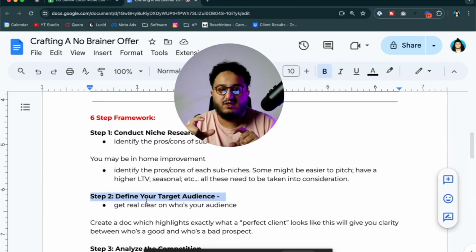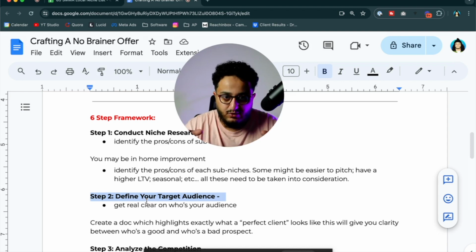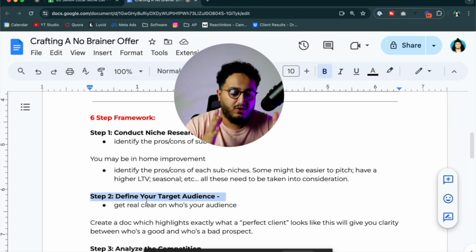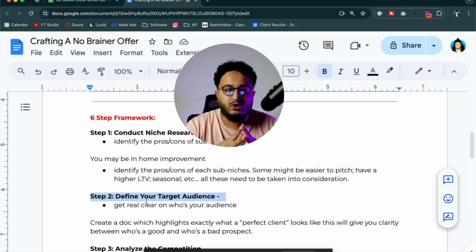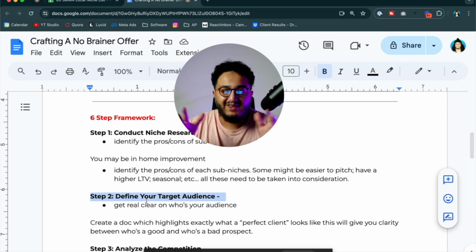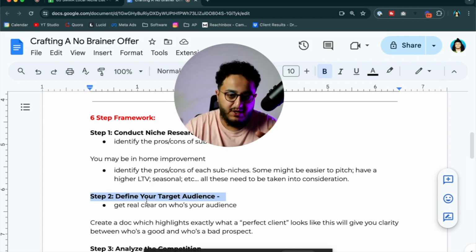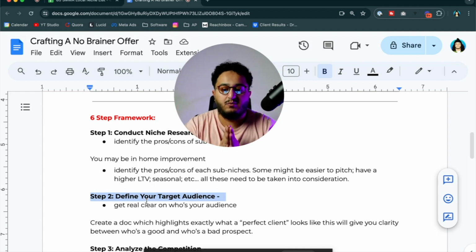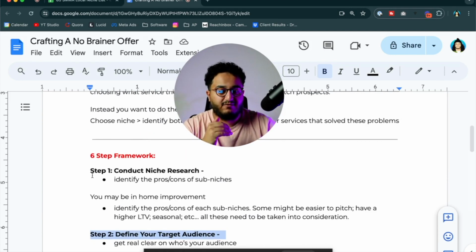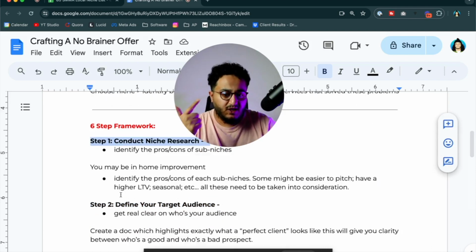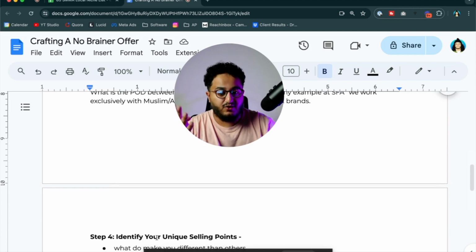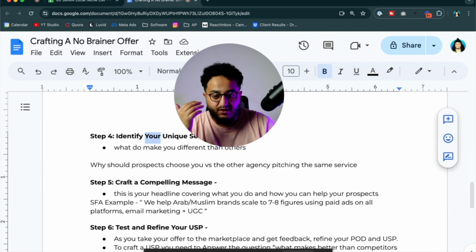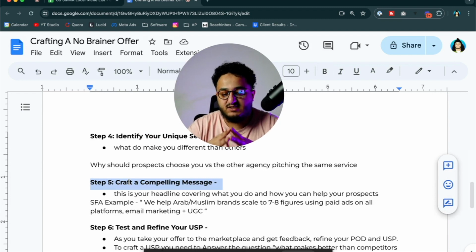How much you charge and the pricing structure that you do is very simple. I can tell you right now, you're going to charge a monthly fee. You could also charge a percentage of revenue. You could just charge a monthly fee and no percentage of revenue, or you could just charge a percentage of revenue straightforward. The pricing is very simple, right? In 1 minute you can understand exactly what you want to charge and how much you're going to charge. What's more important is doing this 6-step framework and actually getting clarity on the niche, clarity on your audience, clarity on the competition, clarity on your unique selling points, clarity on crafting a compelling message, and lastly, test and refine your USP.